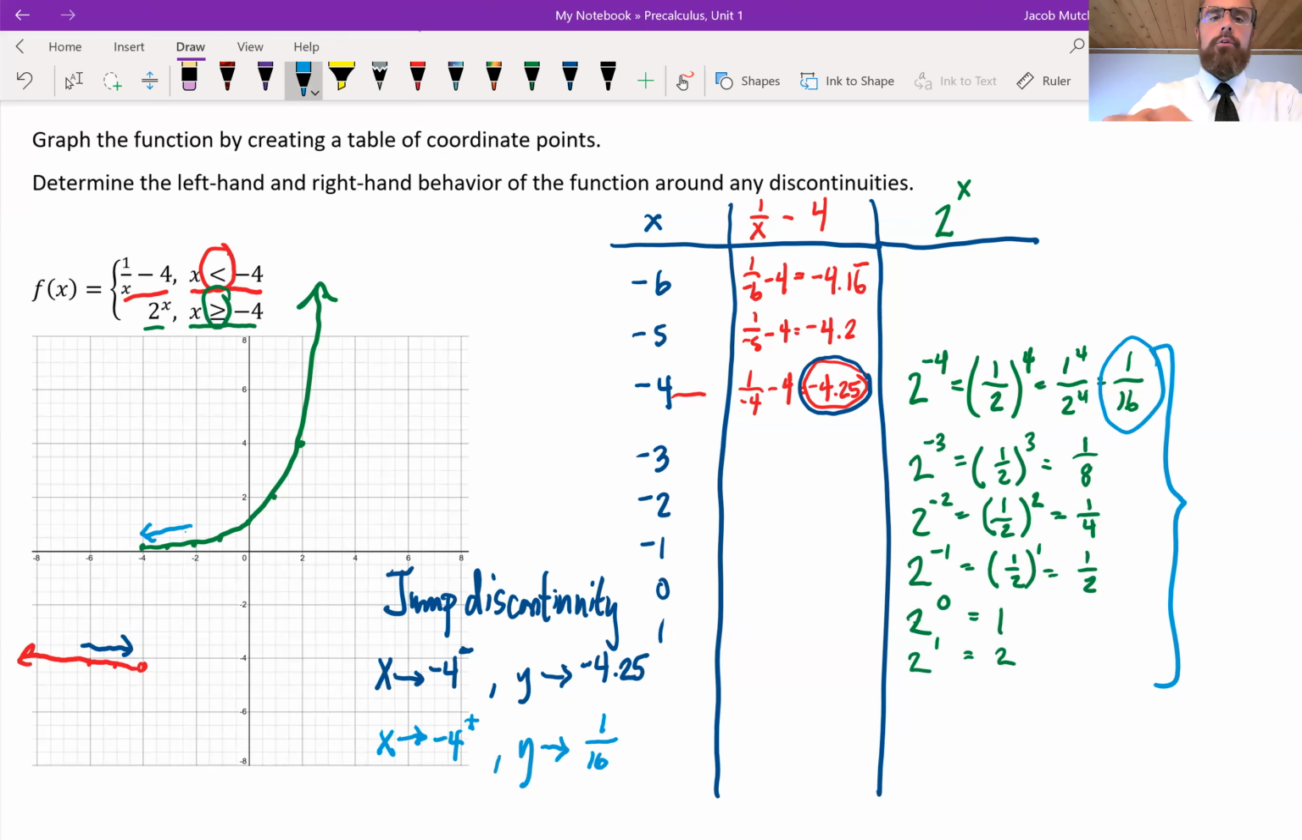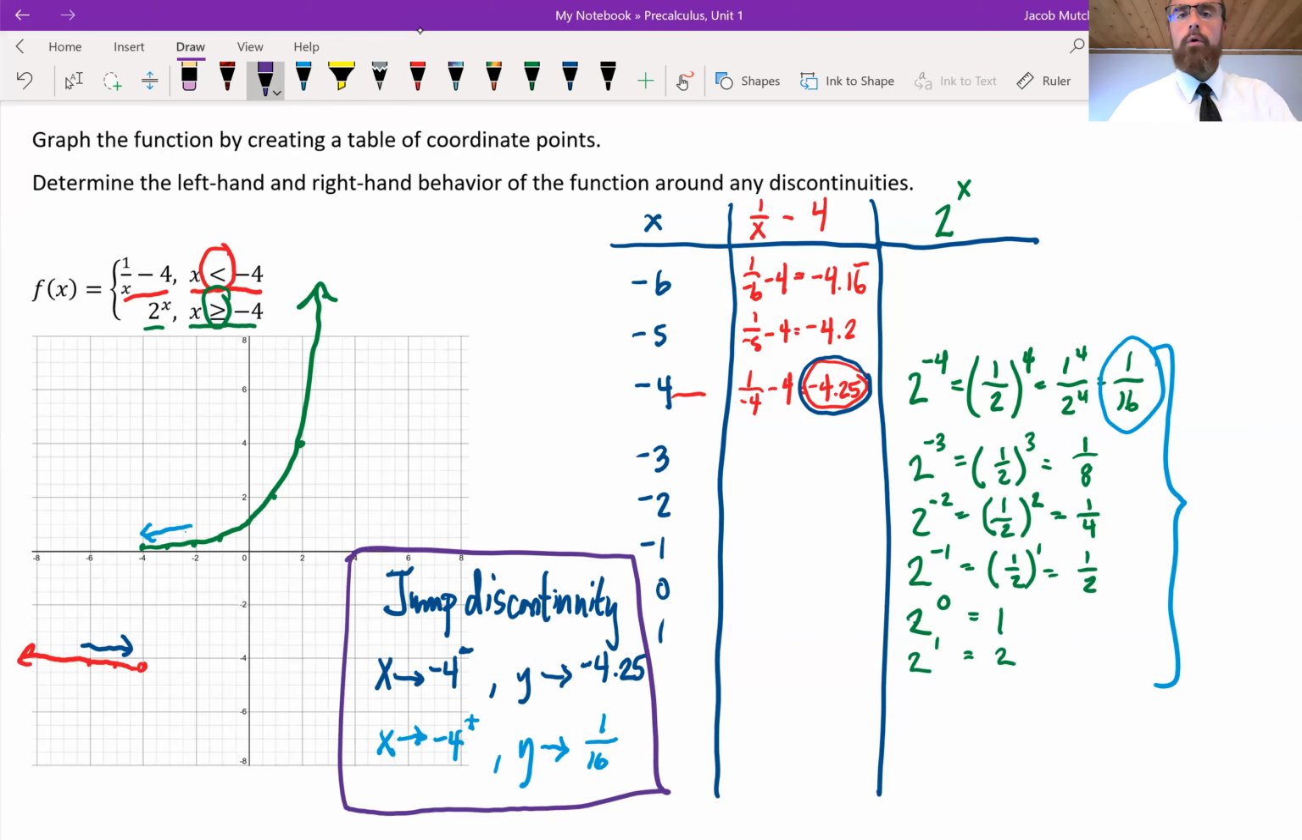And that truly completes our analysis of the behavior of the graph around the discontinuity. Okay. Let's take a look at one more example.